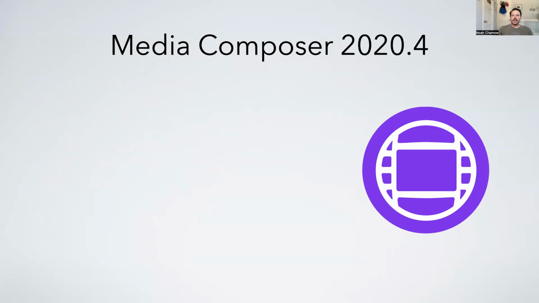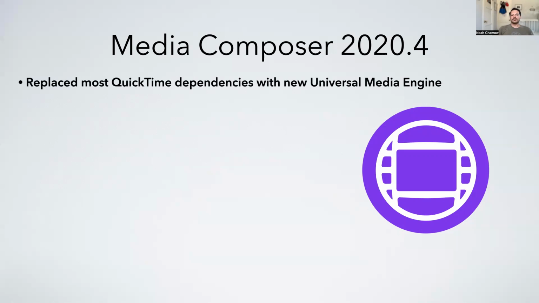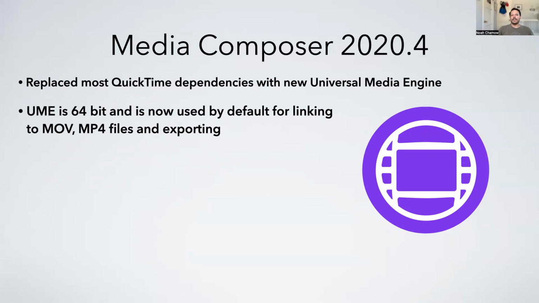And in Media Composer 2020.4, Avid replaced most of the QuickTime dependencies with a new engine that they wrote themselves called the Universal Media Engine. I'm just going to refer to it as UME because that's what they refer to it as well. UME is 64-bit, and it's now used by default in Media Composer 2020.4 and later for linking to MOV and MP4 files and also for exporting.